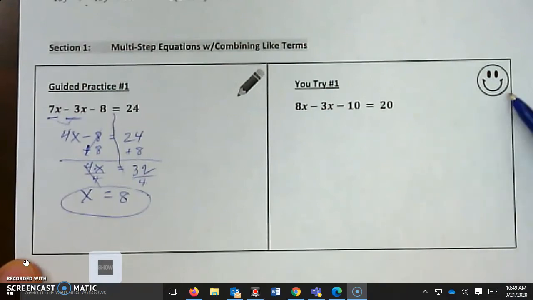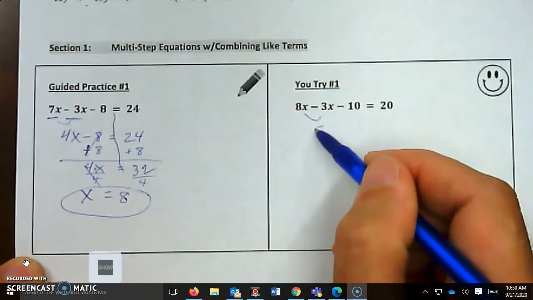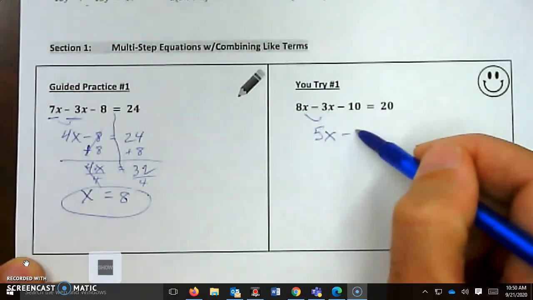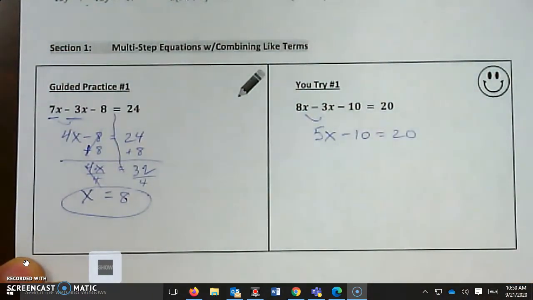That's up to you. I hope it makes you happy. So I'm going to go ahead and do it because I'm sure you already paused the video and did it, right? Some of you did, I know. It looks just like the other one over there. So 8x minus 3x, 5x. Bring down the minus 10 equals 20.